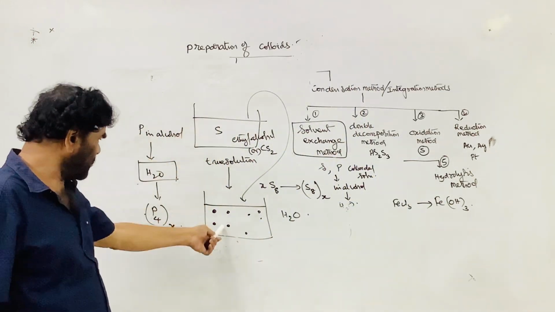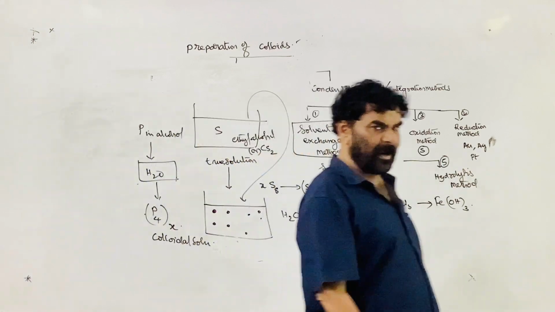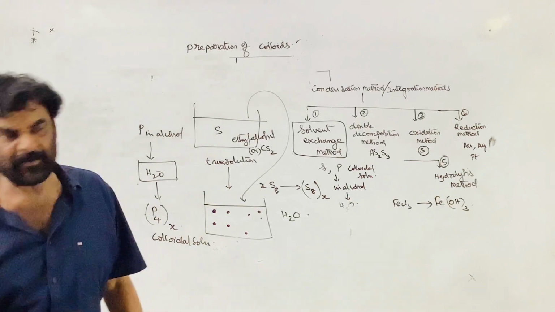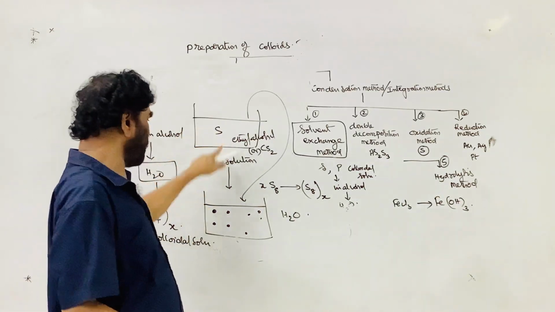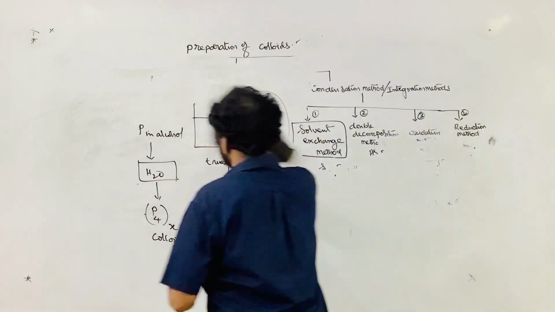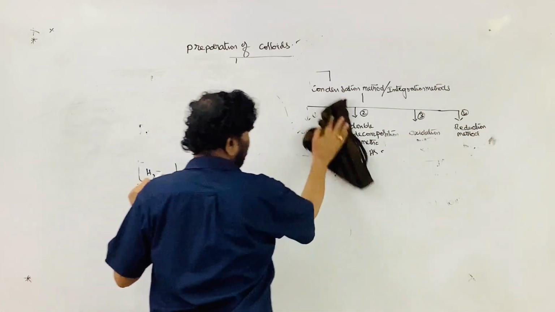This is the preparation of the sulfur colloidal solution. If you have the colloidal sulfur, you can dissolve it in ethyl alcohol and pour it into the water. So this is the solvent exchange method.